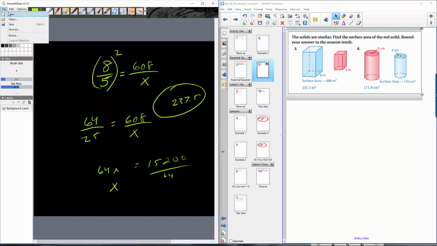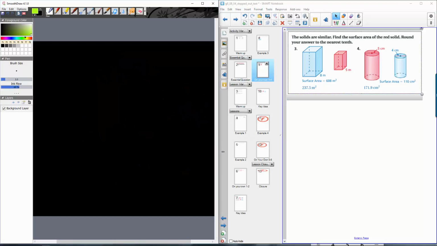So if I go through here, and I just set it up, and this time let's put 5 over 4. It could be 4 over 5. It really doesn't matter. But again, since this surface area corresponds to the 4, I have to put it on the bottom. Since it's surface area, I'm squaring. So I'll have 25 over 16 equals x over 110.